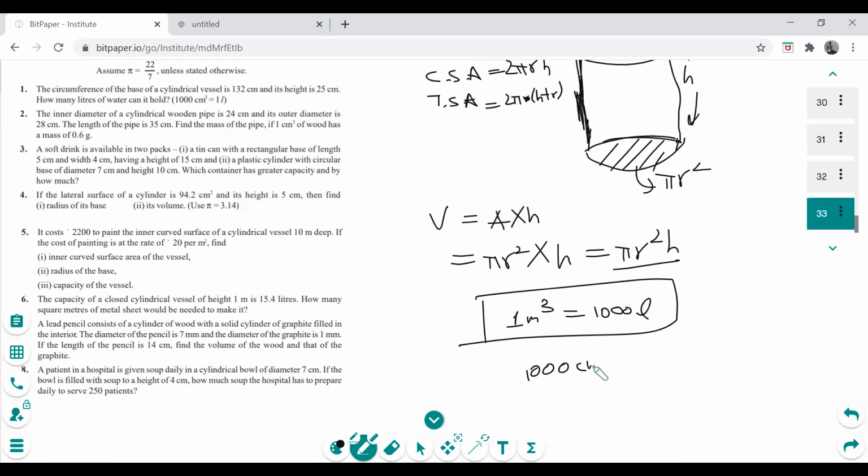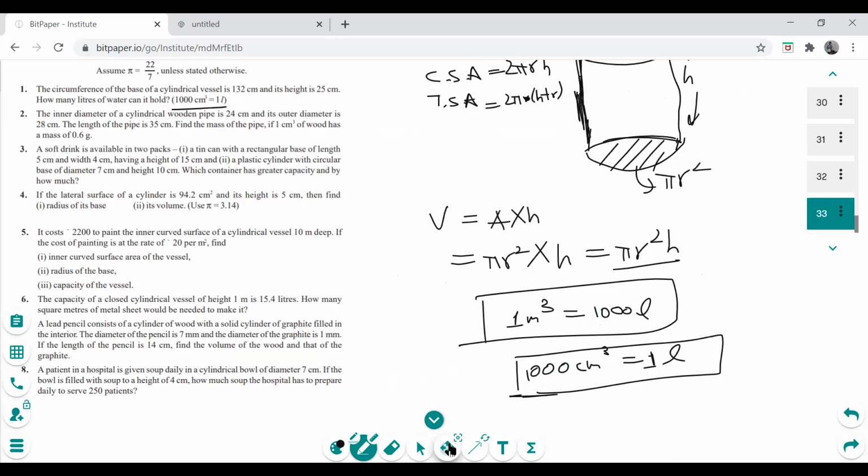1000 centimeter cube is equal to 1 liter. I want you to remember this. So 1000 centimeter cube is equal to 1 liter. That's one way to say it. This will be used in the next problem, that's why I have mentioned it beforehand.